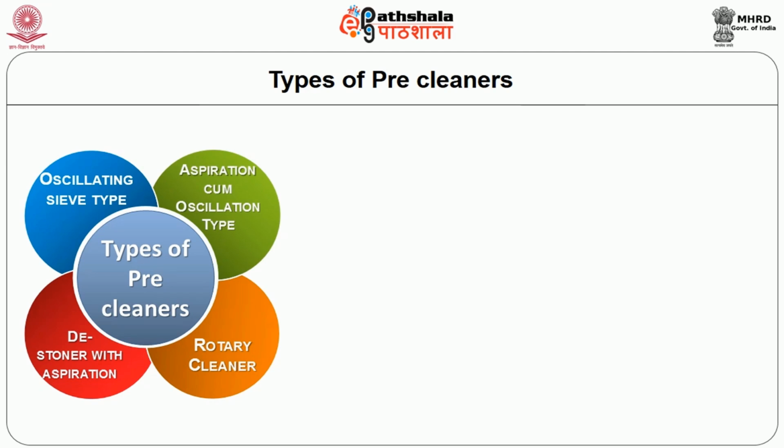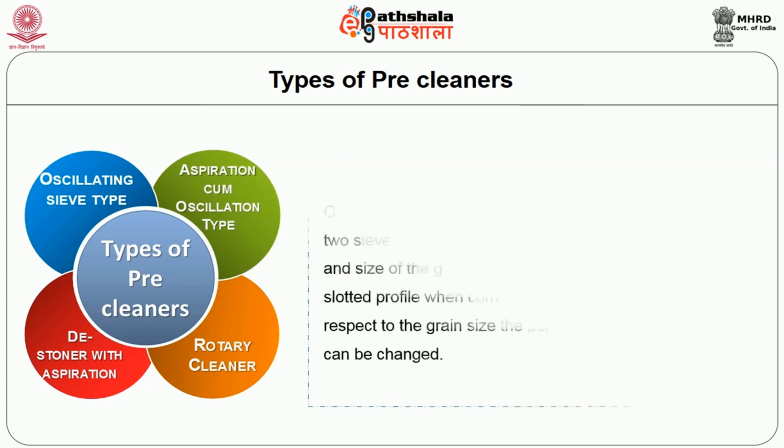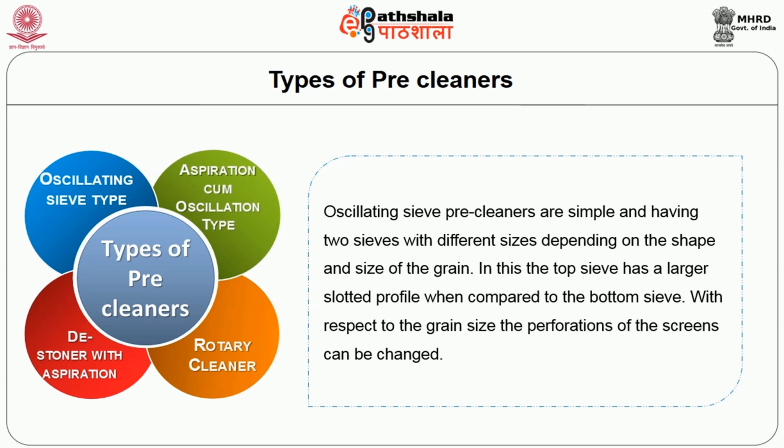According to their cleaning mechanism, grain pre-cleaners are classified. The first one is the oscillating sieve type. Oscillating sieve pre-cleaners are very simple and have two sieves of different sizes depending upon the shape and size of the grain. In this, the top sieve has a larger slotted profile compared to the bottom sieve. With respect to the grain size, the perforation of the screens may be changed.